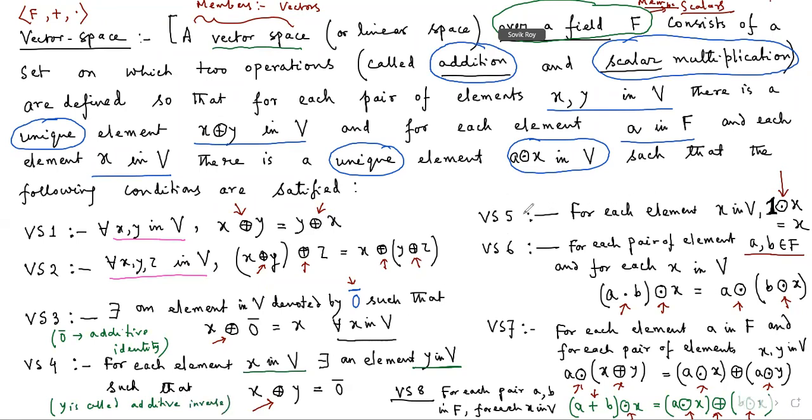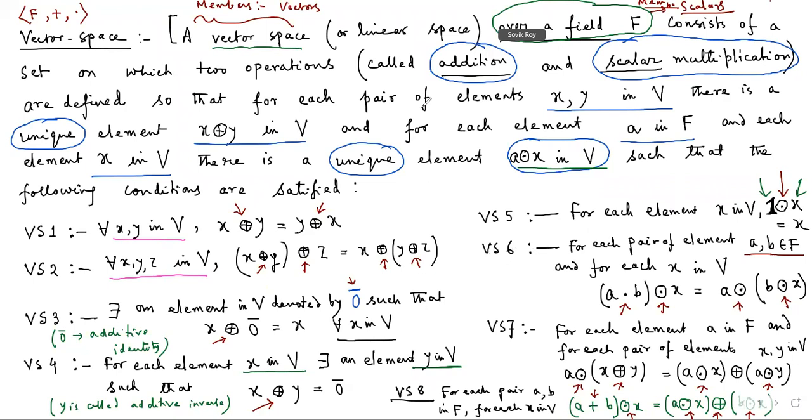When I come to VS5, I need to find a kind of vector 1. It is a vector 1, it is not the number 1, which when multiplied with the vector x gives you in return the element x. So I use the symbol for scalar multiplication. This is not vector multiplication, this is called scalar multiplication, as has been defined over here. So I used this dot.